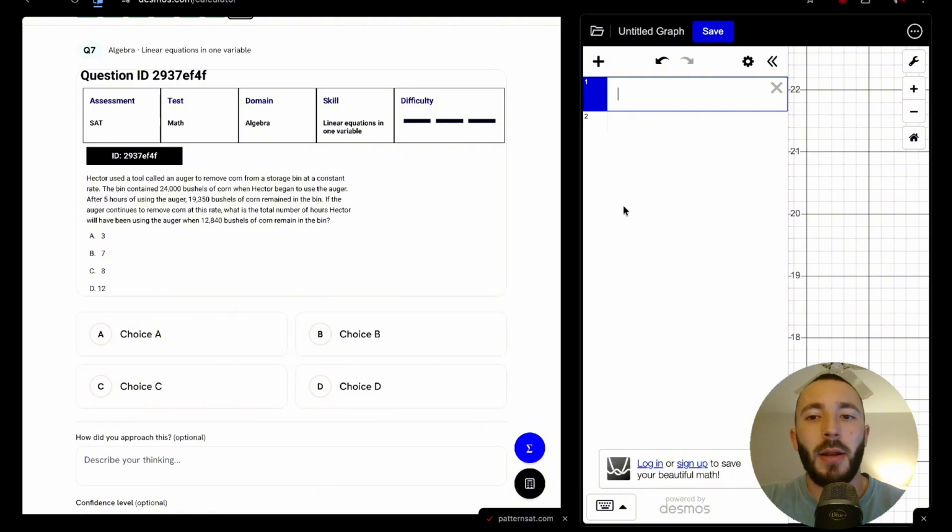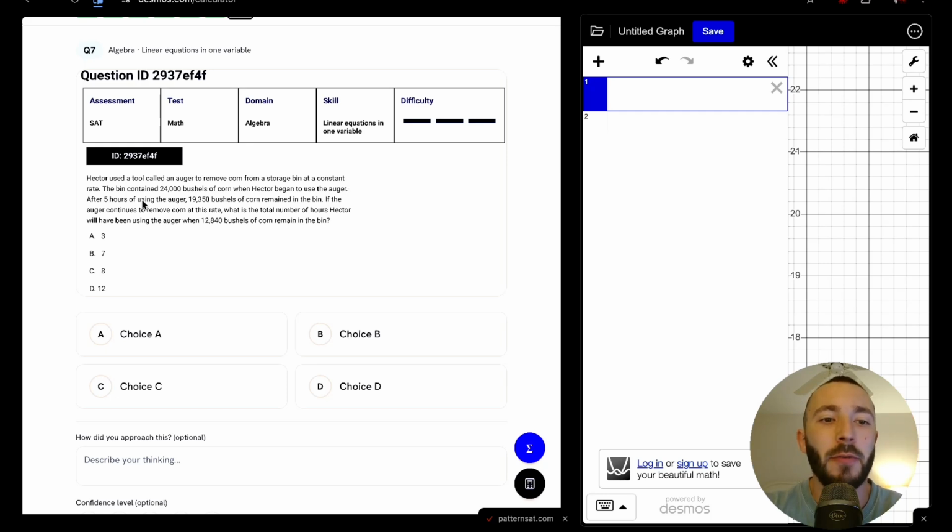Okay, take a moment, pause, and see if you could solve this one using a similar technique to what we just used. Okay, we're back now. So Hector used a tool called an auger to remove corn from a storage bin at a constant rate. Constant rate, linear, okay? He's always doing the same amount. Every hour, he's removing the same amount from the storage bin. A bin contained 24,000 bushels when Hector began to use the auger. Okay, beginning, that's like when time is at 0.